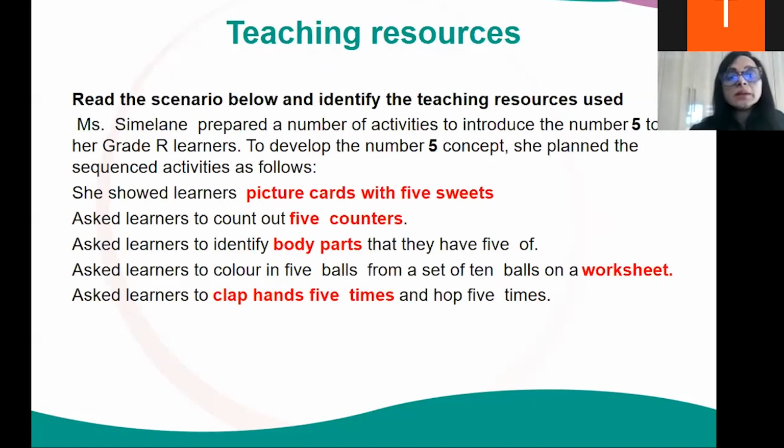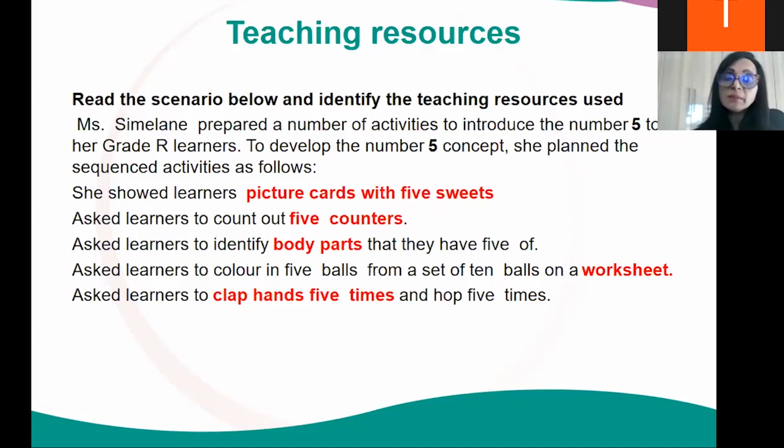The next question in your portfolio is about teaching resources. Now, in the past, many students have had difficulties understanding what a teaching resource is. A teaching resource is a resource that you would use to build a concept. For example, in this scenario, Ms. Sumalani prepared a number of activities to introduce the number 5 to her grade R learners. To develop the number 5 concept, she planned the sequence of activities as follows.